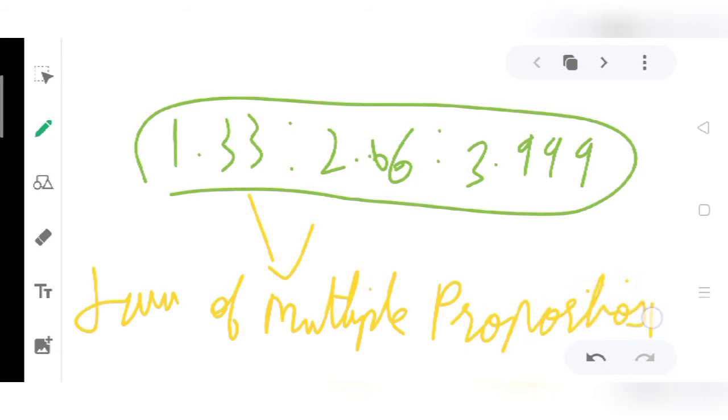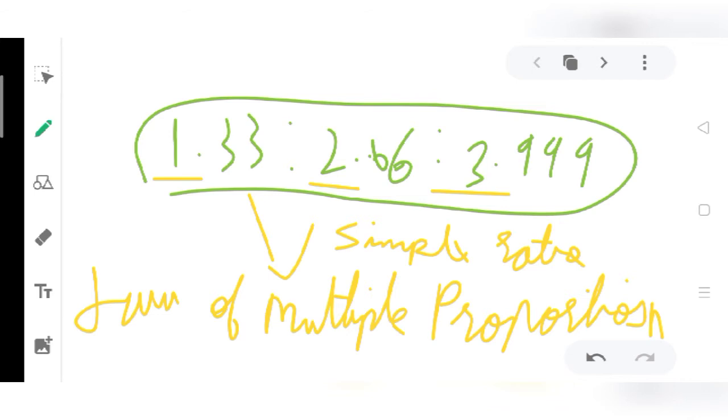Multiple proportion, as these ratios are simpler, if we round off this figure, we can see that here is 2, here is 1, here 2, and here 3, that it goes continuously in the form of natural numbers. So it can definitely be an example of simple ratio. Okay, so the topic of the law of multiple proportion is over.